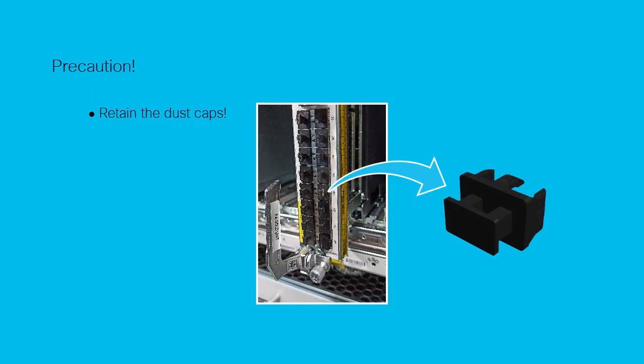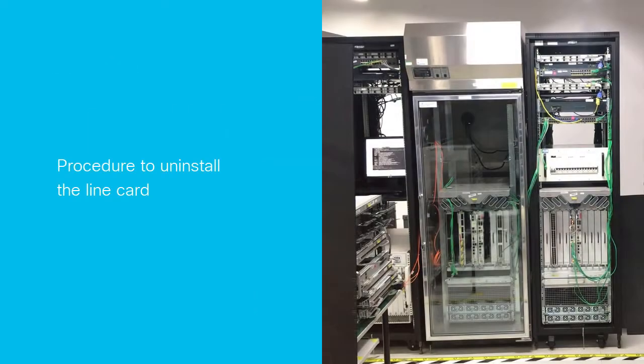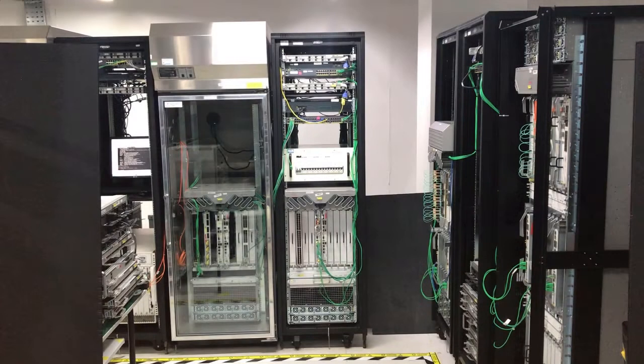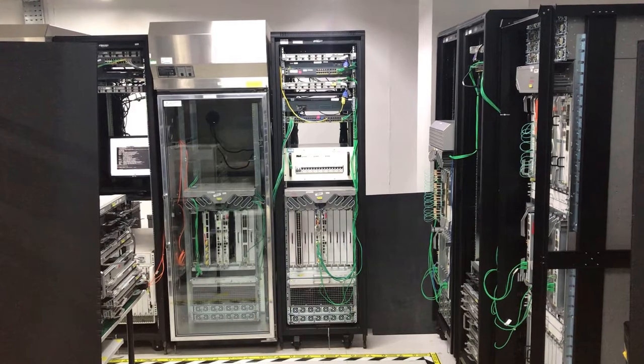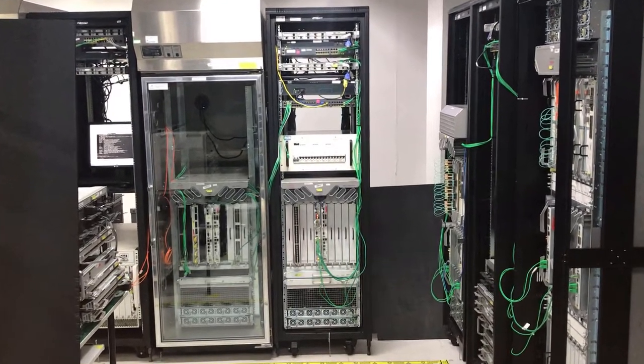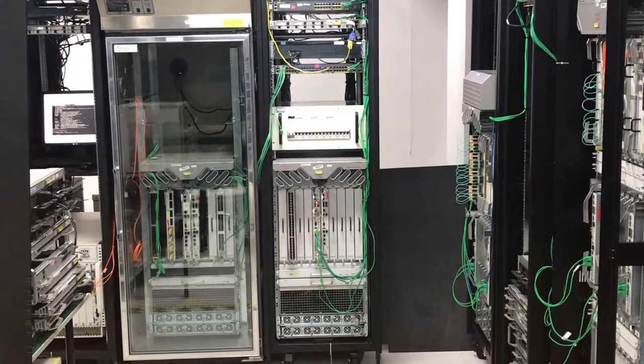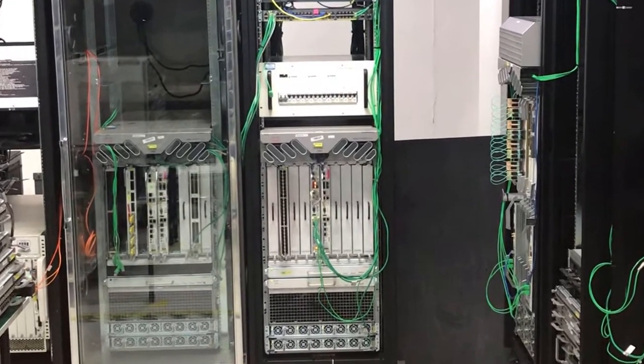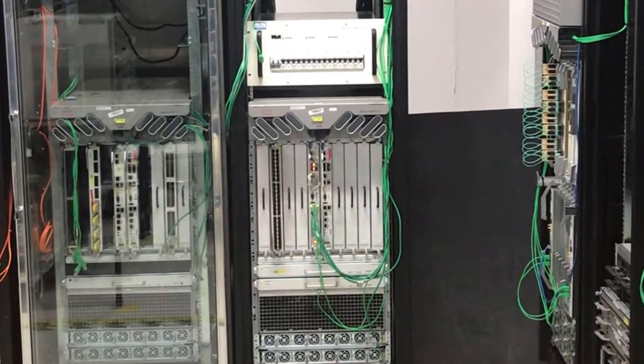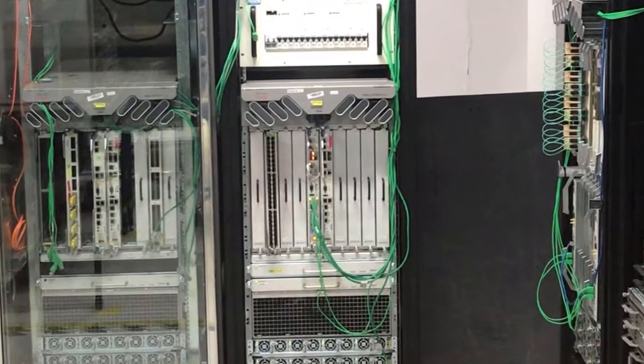To protect the ports from dust, be sure to retain the dust caps on the line cards throughout the uninstallation procedure. You're now set to uninstall the line card. Note that this video shows how to uninstall the line card from a chassis with vertical slots. If you want to uninstall the line card from a horizontal slot, follow the instructions in this video, holding the line card horizontally.